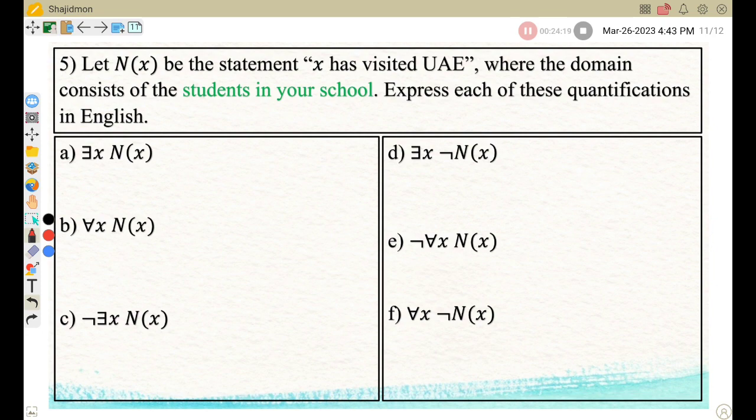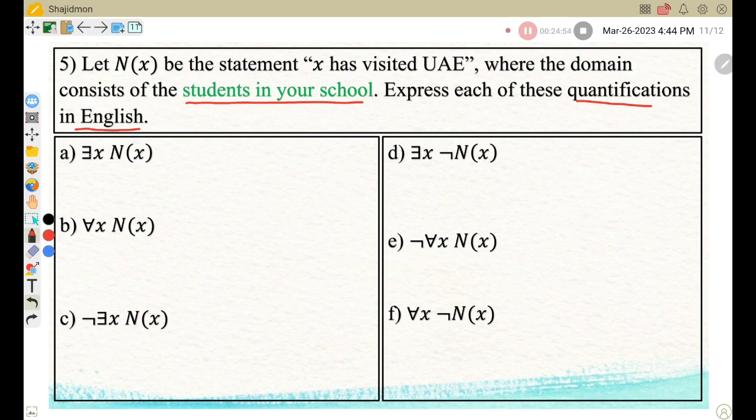Okay, quantification. These two quantifications: for all, for some. From the question we are doing, let N(x) be the statement "x has visited UAE," where the domain consists of students in your school. Domain means students in your school. Express each of these quantifications in English.